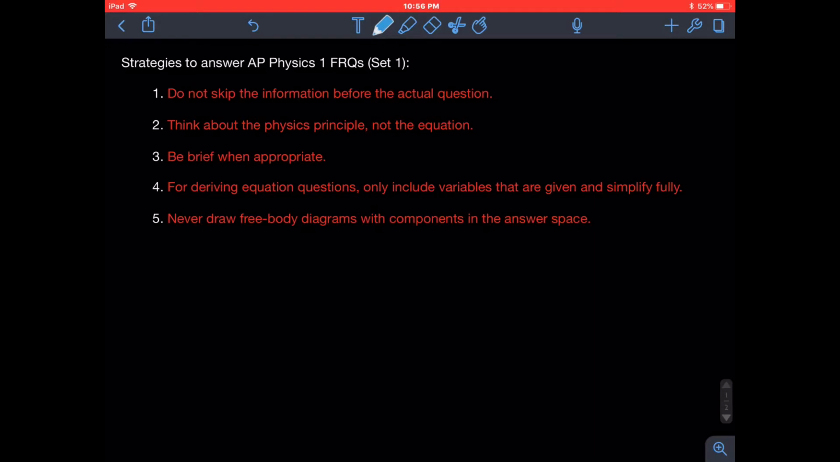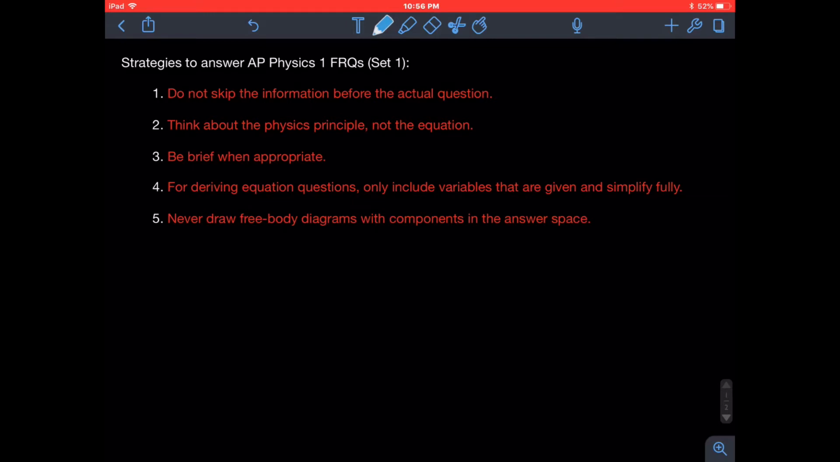All right. And the second one, in my opinion the most important one, you should think about the physics principle, not the equation. Many students jump into physics questions and think about, okay, what equation can I use to solve this problem? However, that is not the best approach, mainly because there are so many equations that you might get lost finding which one you really need.